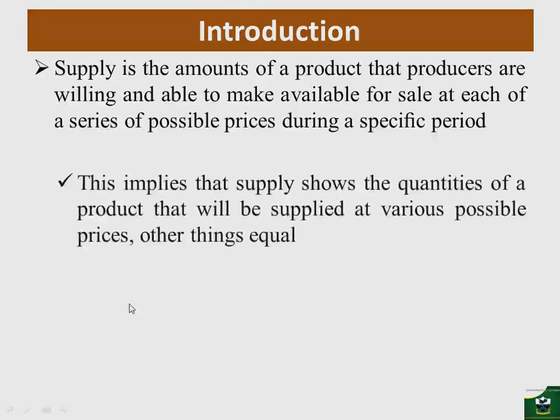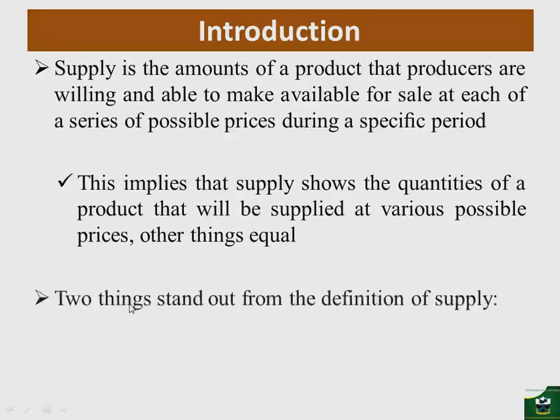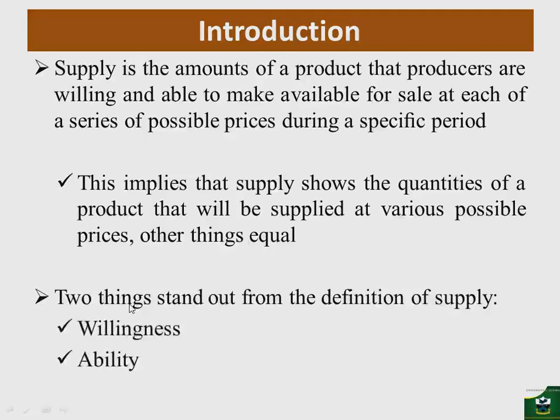Okay, so this means that supply shows the quantities of a product that will be supplied at various possible prices, holding other factors constant. Meaning anything that may influence supply is held constant and only price is observed. So take note of the two items that stand out: the willingness of firms or suppliers to make available the products on the market, as well as their ability to do so.